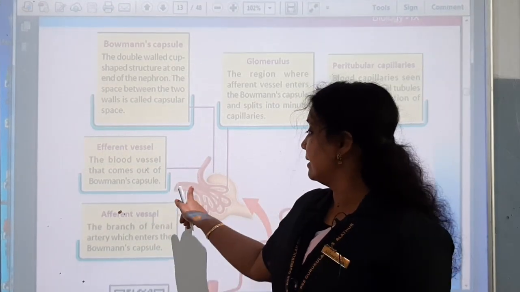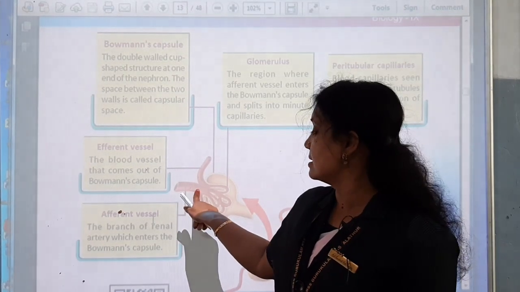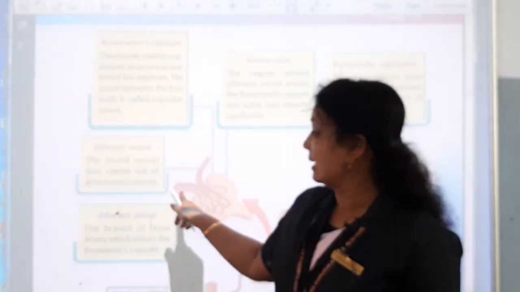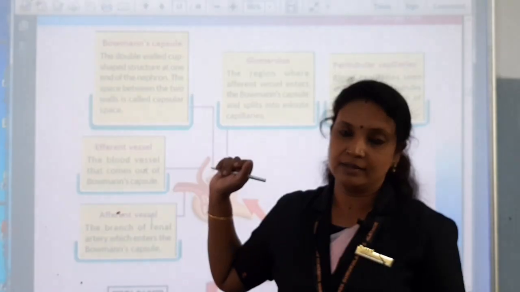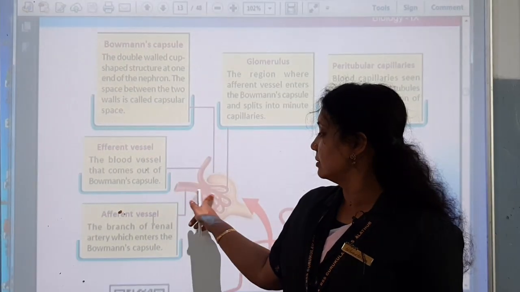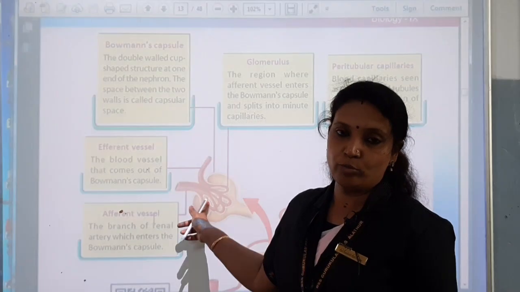You can see here the structural difference. The afferent vessel has a larger diameter than the efferent vessel, because more blood flows into it. Understood?